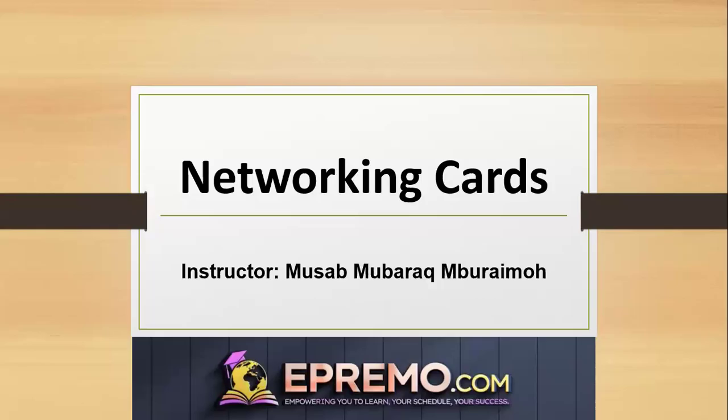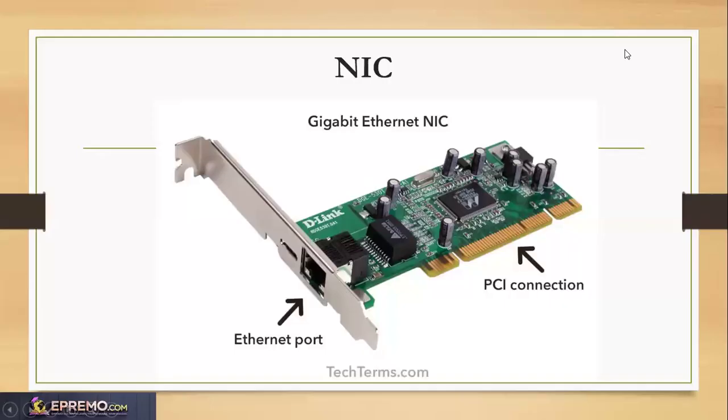So for example, if the speed of the initial card that came with the motherboard is not fast enough and you want to increase it, then you can change the network interface card on the motherboard by inserting a new one. So we'll be discussing the networking card that is attached to a motherboard.